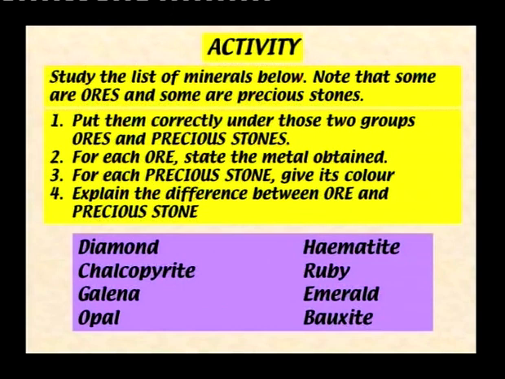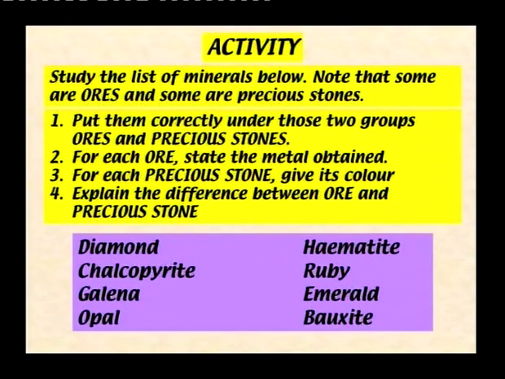Those minerals are diamond, you have chalcopyrite, galena, opal, hematite, ruby, emerald, and bauxite. Those are the 8 minerals that you are going to actually use for the completion of the activities. Okay, and finally, activity number 4. I'd like you to also explain the difference between ore and precious stone.